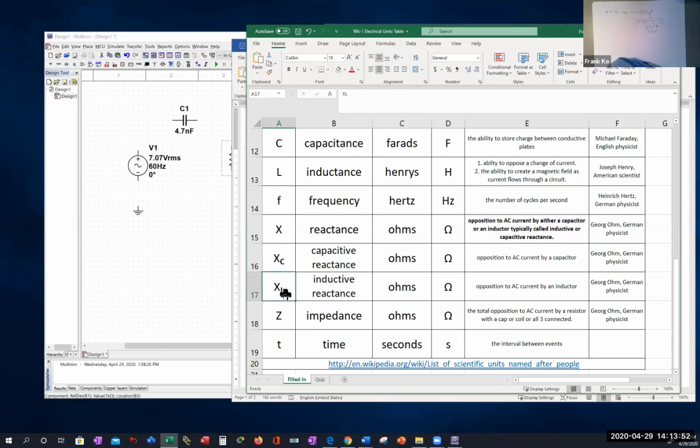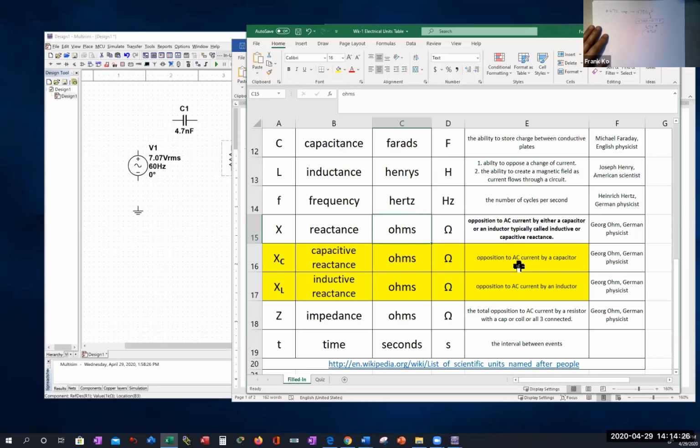And then if we look a little further down, you will be able to see X sub L. And X sub L is the symbol that represents inductive reactance. Inductive reactance is in ohms using the omega, and its definition is given as opposition to AC current by an inductor. Okay? So we only see these terms in the presence of what? AC. These quantities do not exist in DC.